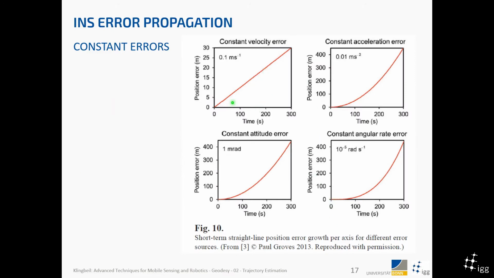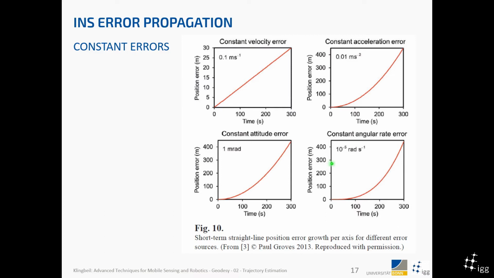This is again showing the same things as some functions, right? So a constant velocity error goes linear over time to the position. A constant acceleration error goes quadratically with time, right? And here a constant attitude error goes quadratic over time, and with a constant angular rate error, which as I just said is a bias, for example, goes cubic with time. Yeah. So this is what's happening here to a position error.